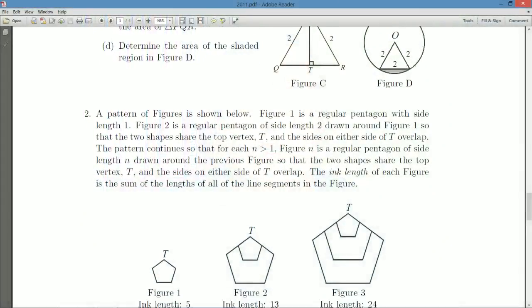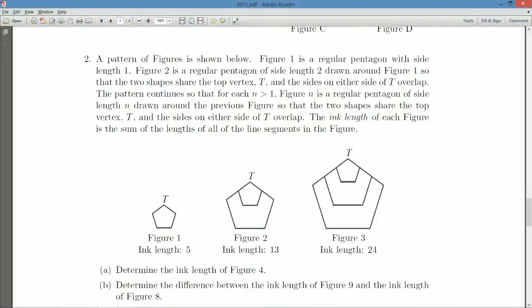A pattern of figures is shown below. Figures 1, 2, 3. Figure 1 is a regular pentagon with side length 1. Figure 2 is a regular pentagon of side length 2, drawn around figure 1 so that the two shapes share the top vertex T, and the sides on either side of T overlap. The pattern continues so that for each n greater than 1, figure n is a regular pentagon of side length n, drawn around the previous figure so that the two shapes share the top vertex T, and the sides on either side of T overlap.